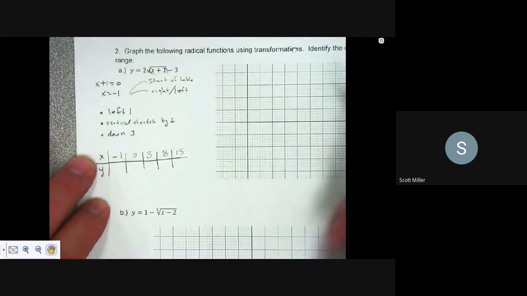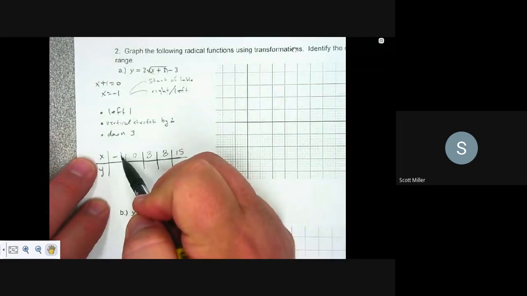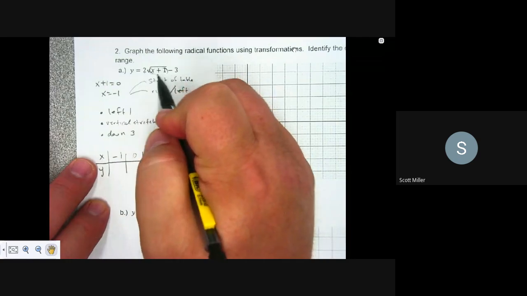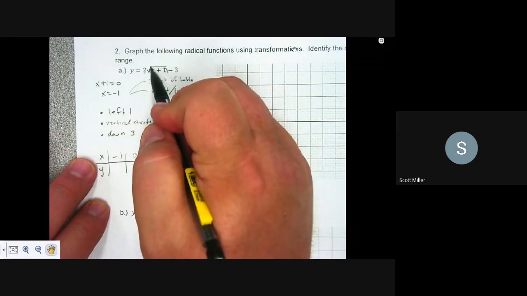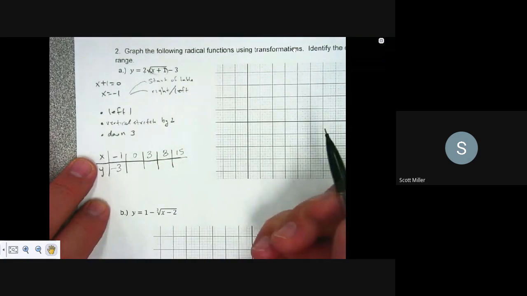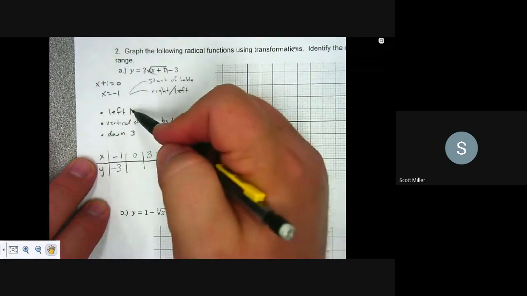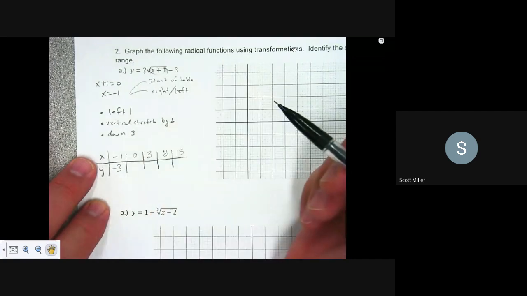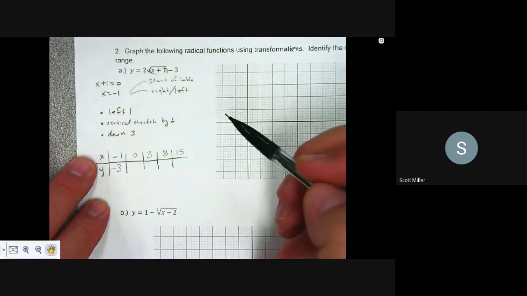Once I have this, then I know what I'm going to get every time I plug one of these things in here. When I take -1 and plug in here, that answer is 0, the square root of which is 0, times 2 is 0, minus 3. So in a square root graph, your right or left and your up and down is the first point in your table. Okay? It's the starting point.